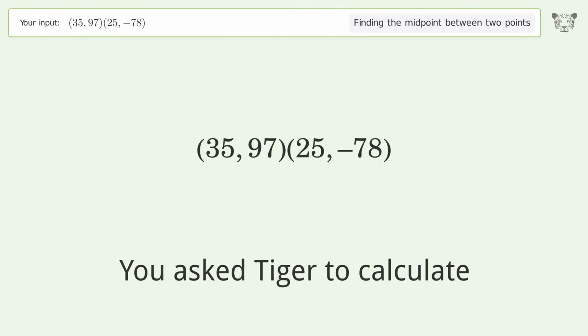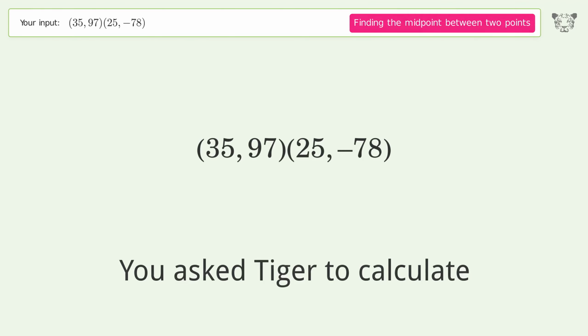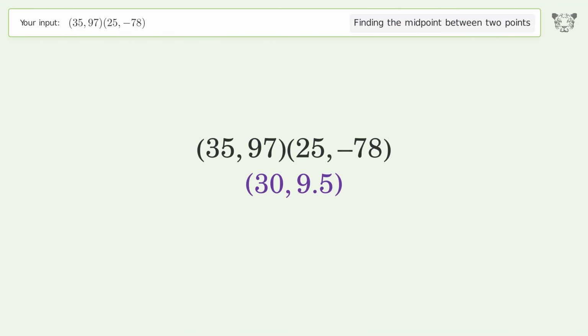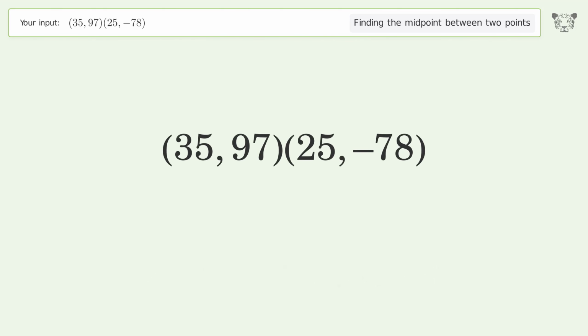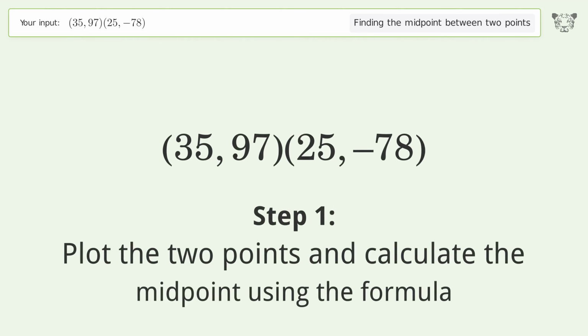You ask Tiger to calculate. This deals with finding the midpoint between 2 points. The midpoint between the 2 points is 39.5. Let's solve it step by step. Plot the 2 points and calculate the midpoint using the formula.